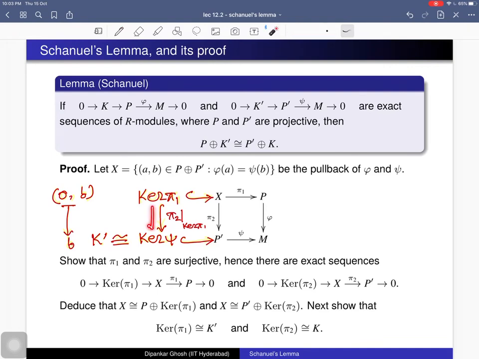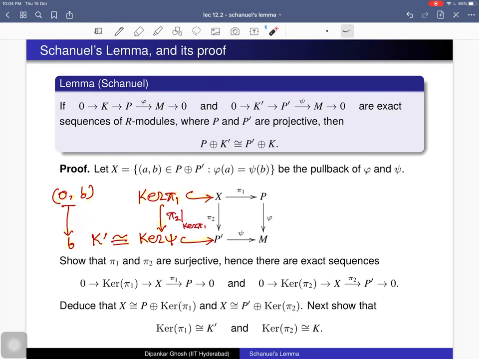and we need to verify that this map is an isomorphism. So, is it injective? Answer is yes, because any element in kernel of pi 1 looks like this, and suppose it is going to 0 via this map. So, therefore, b is 0, and once b is 0, then this element is 0. So, the kernel of this map is trivial.